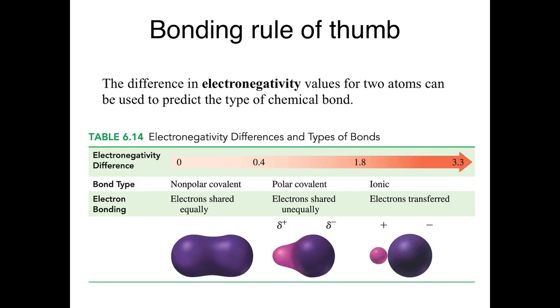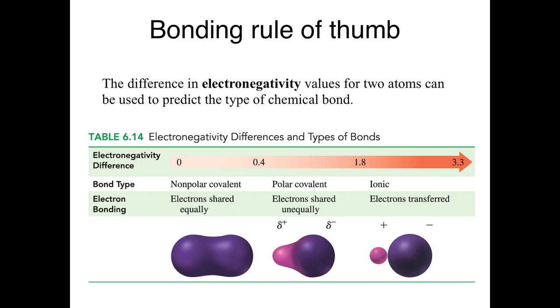Let's summarize it. If your difference is between 0 and 0.4, you are considered nonpolar. And if your difference is between 0.4 and 1.8, you are polar. And if your difference is greater than 1.8, you are ionic.